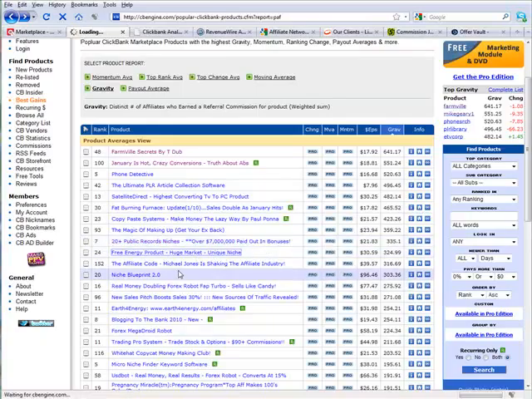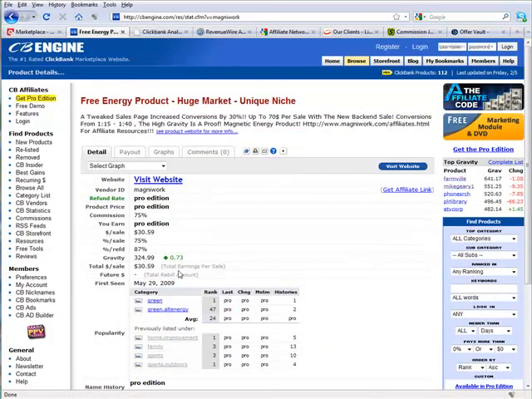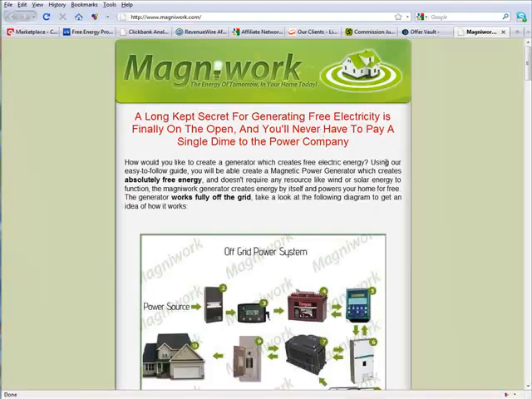Okay, so just excuse me here while this loads. Okay, so there it is. Okay, so see, this is one when I look at it, so it's a free energy product. It says it's a unique niche, but I don't really have an idea of what it is. So just copy and paste the URL. Long kept secret for generating free electricity is finally on the open, and you'll never have to pay a single dime to the power company. With a free electric generator, or free electric energy.